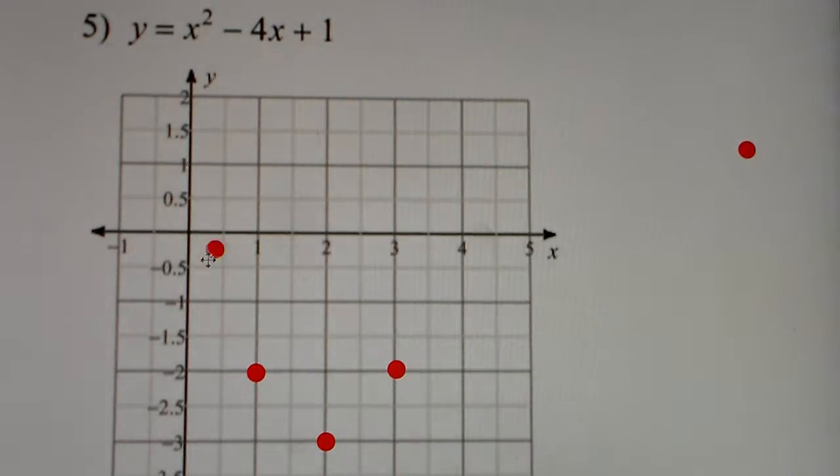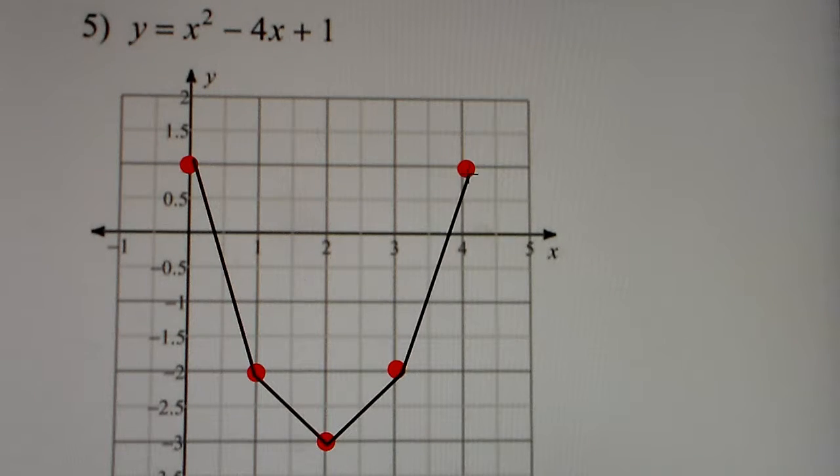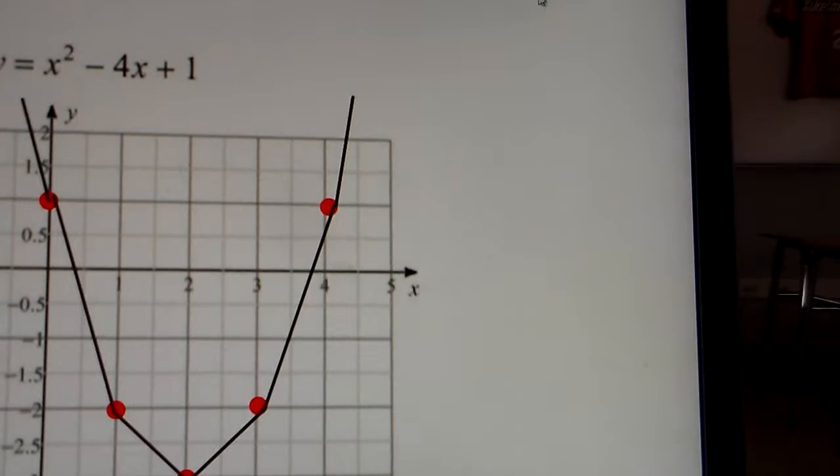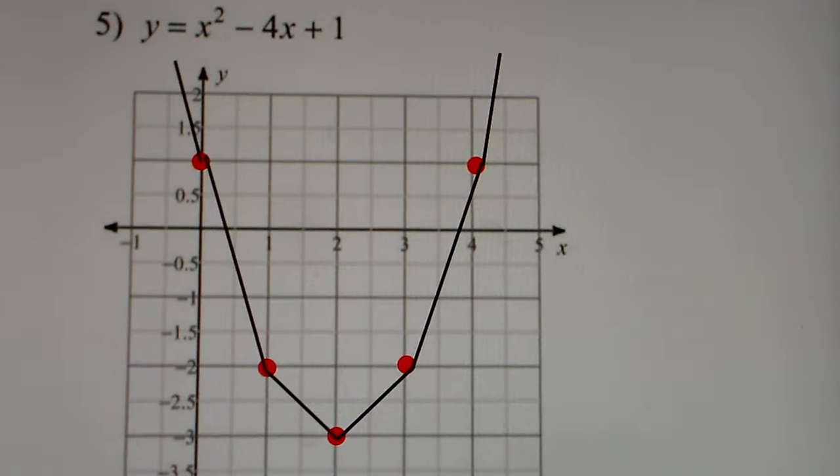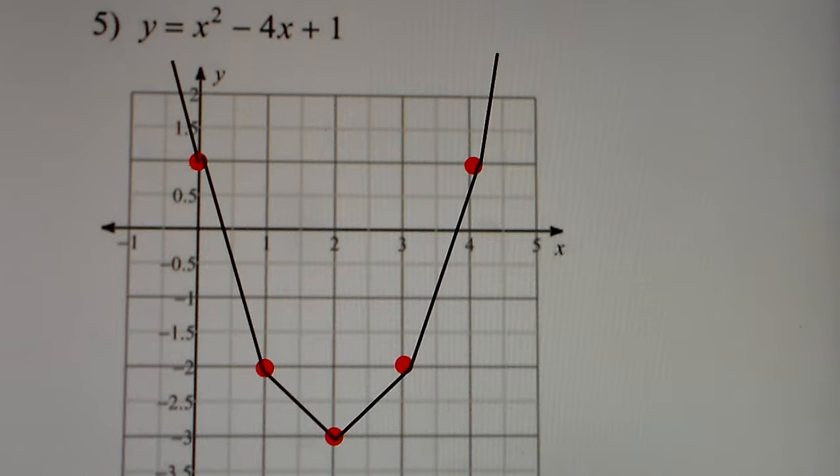Zero, 1. 0 up, down, 1 up. And then 4, 1. So our vertex is 2, negative 3. That's right, because 2 times 1. Good. So 2, negative 3 is our vertex. So that's the answer to number 5. Alright, moving on, number 6.